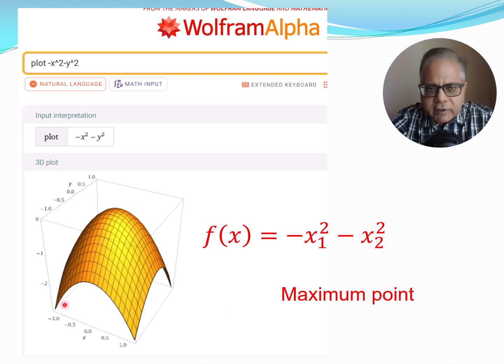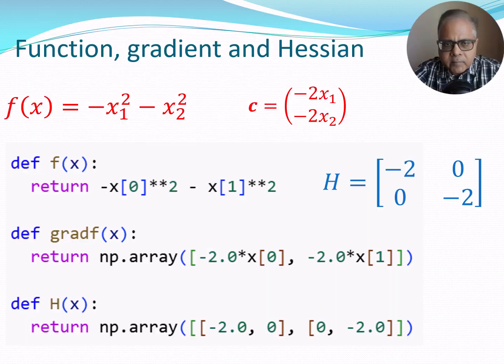If we plot this function in Wolfram, I get a situation like this here. You can clearly see there is a maximum point at 0, 0 here and all the other points are going to be below that. Now let us code all this stuff in. So we code in the function here. I have coded in the gradient vector and I have coded in the H matrix. So here of course you have to put in minus x1 square minus x2 square like here. Here it's minus 2x1, minus 2x2 like here. And this is minus 2, 0, 0, minus 2 like here.